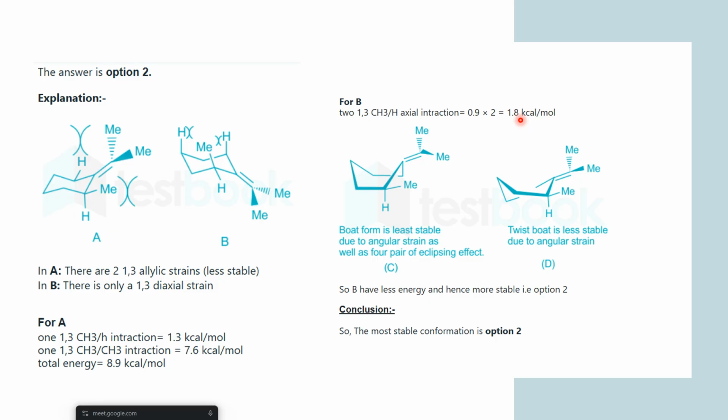Hence, out of option 1 and 2, we will have to choose 2 as the more stable conformation because it is having less energy than the first one. And like I already talked about option C and D, they are having a boat conformation and twist boat conformation. So they are already less stable than both the chair conformations possible. So in this question, option 2 will be the correct one. I hope this is clear to you.